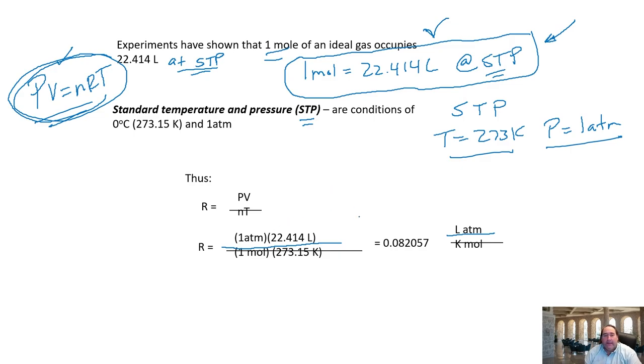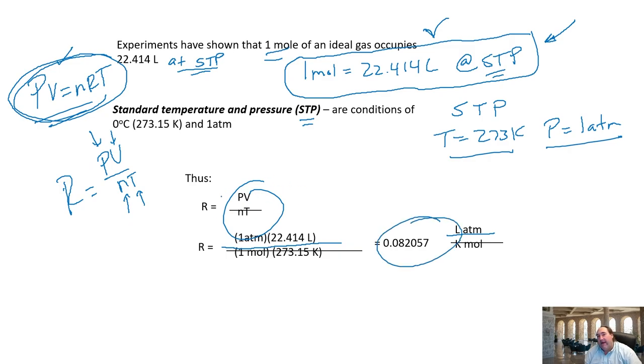By the way, if we do solve the ideal gas law for R, which would be PV over NT, which is sort of what this is supposed to be, and we put in our numbers, our pressure of 1 atmosphere, our volume of 22.414, our 1 mole, and our 273, that is how we actually get the value of the gas constant in this particular case.